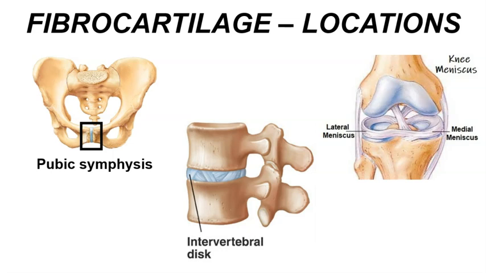The intervertebral discs are found between most of the vertebrae in the vertebral column, and they allow the vertebral column a good degree of flexibility, but also being weight-bearing at the same time. And finally, the meniscus, the medial and lateral meniscus in the knee joints, are primarily composed of fibrocartilage, and these structures allow the femur bone to sit on top of the tibia bone and not slide forwards or backwards while the knee is engaged in movement.